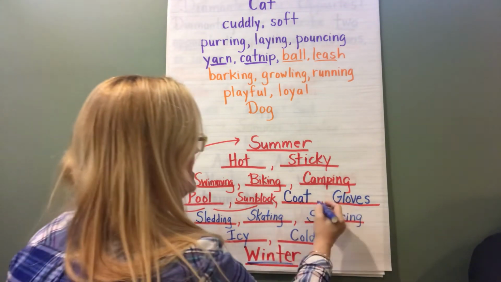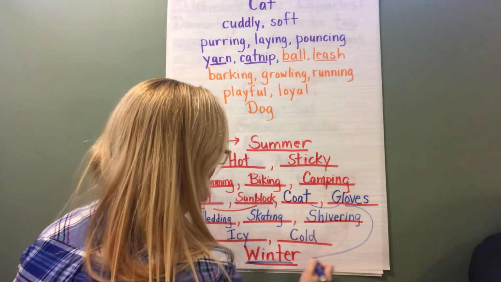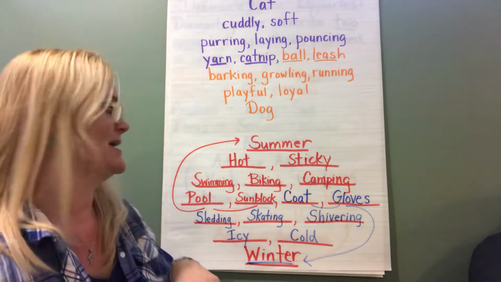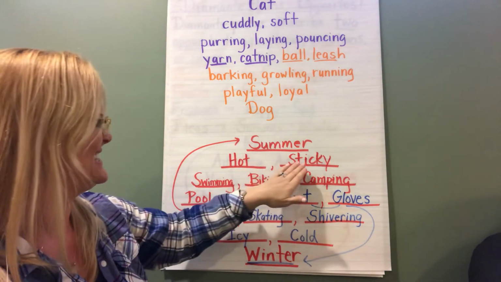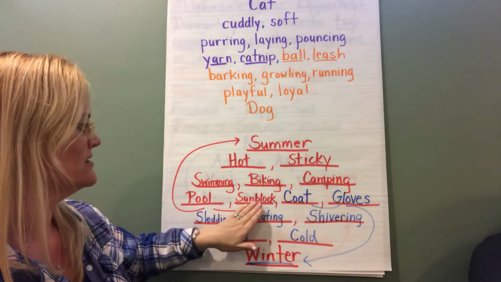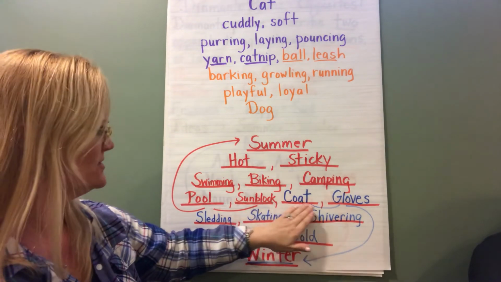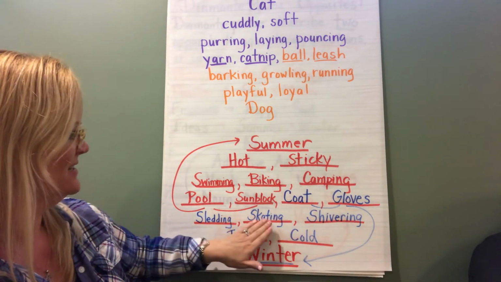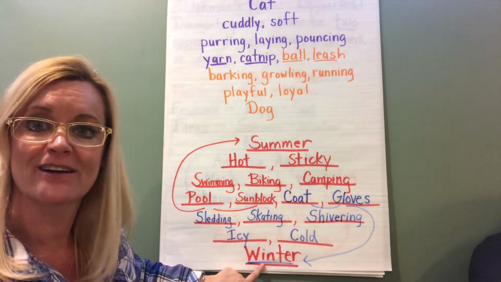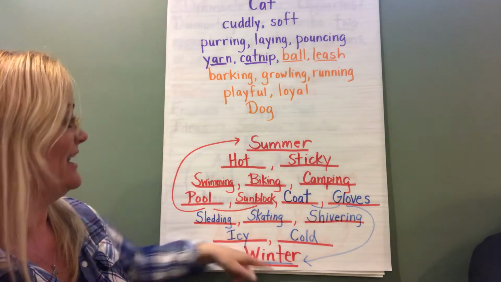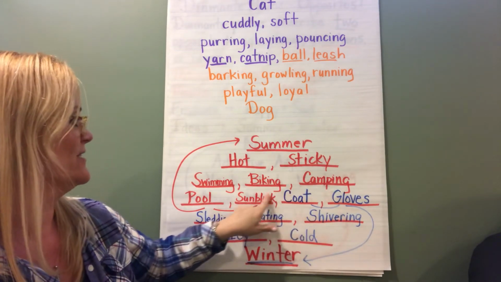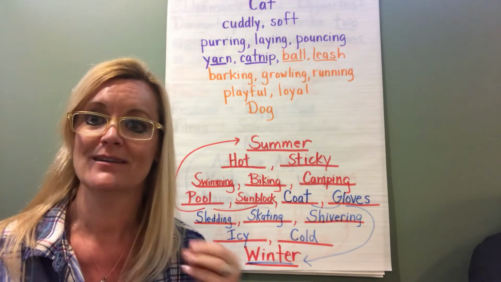So you can see here then my 2 words in the middle, the second half of my line, talk about winter. And so there's my summer, winter, Diamante. So I have summer, hot, sticky, swimming, biking, camping, pool, sunblock, coat, gloves, sledding, skating, shivering, icy, cold, winter. And the poem will be just as great if I read it backwards and I started with all of my winter things and I flip-flop over in the middle and then I ended up talking about summer.